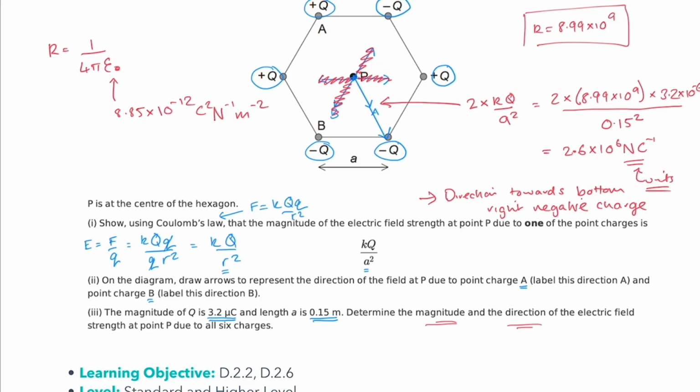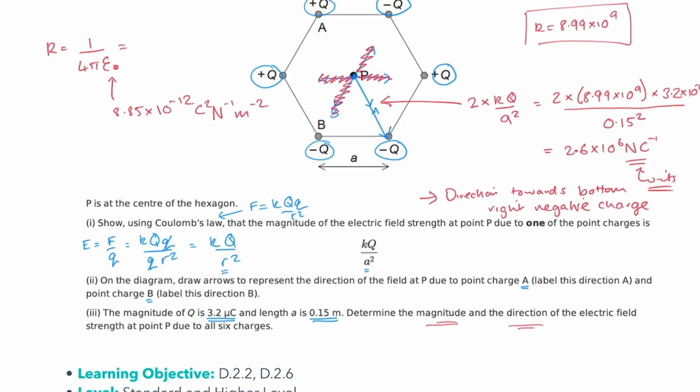If we pop all those numbers in, then what we get is 8.99 times 10 to the 9. So instead of writing this whole equation with 1 over 4 pi epsilon naught on it, we just use the constant k, and it's easier for us to remember that k is equal to 8.99 times 10 to the 9.